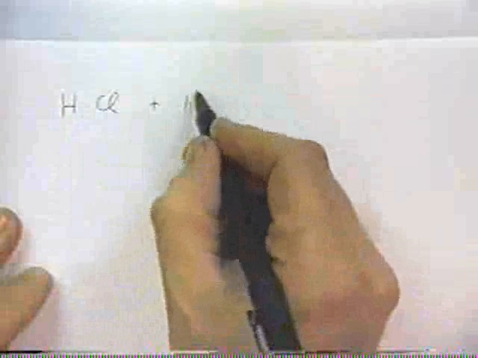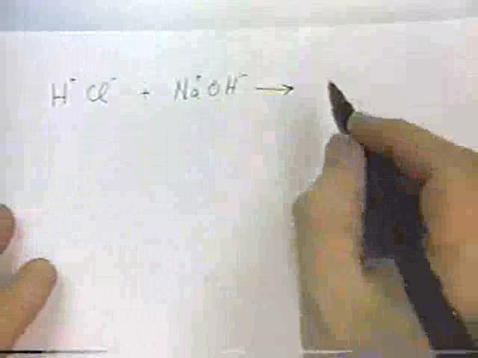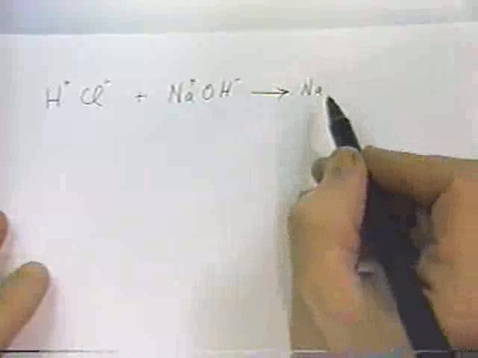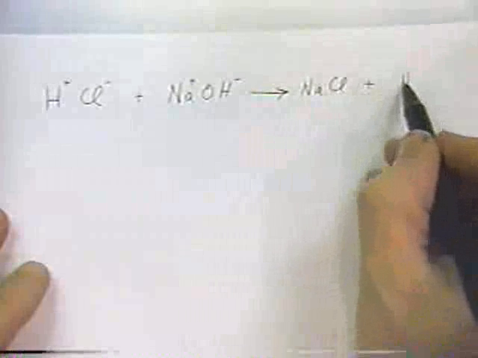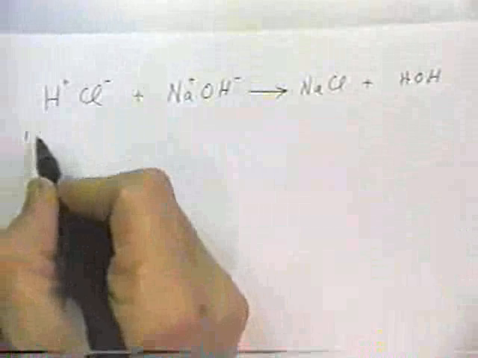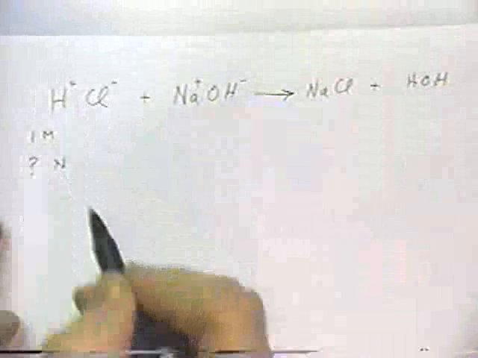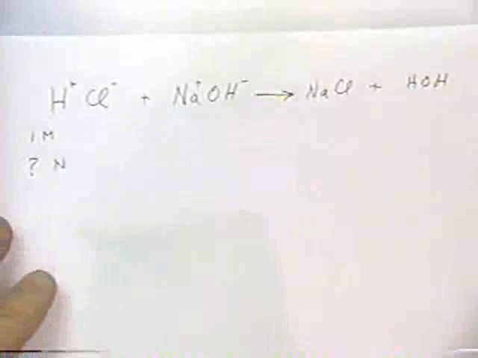Now, a common way that you will hear about normality is with acid bases. So let's imagine that I have hydrochloric acid, and I'm going to react it with sodium hydroxide. What will happen is I will end up making sodium chloride plus water.